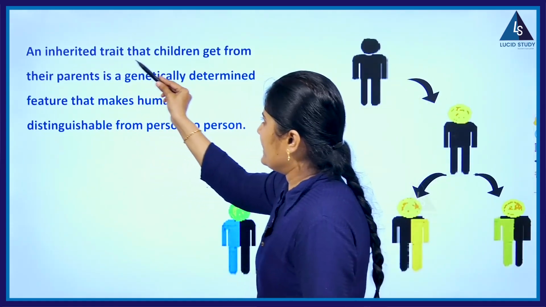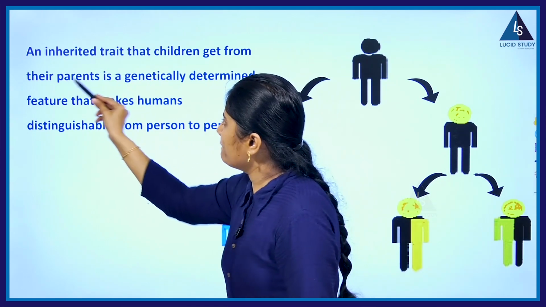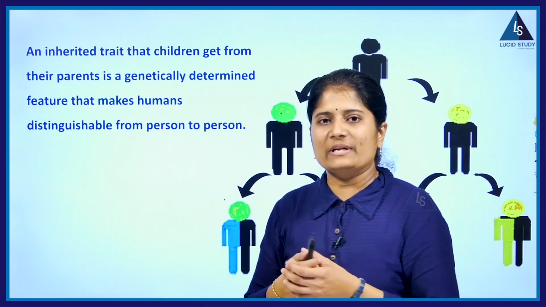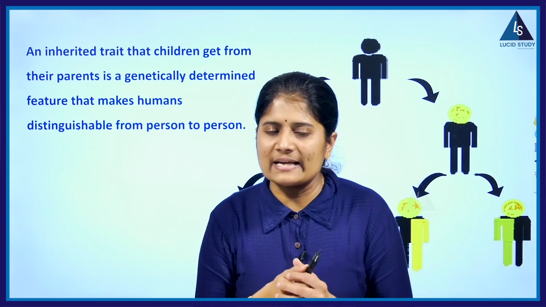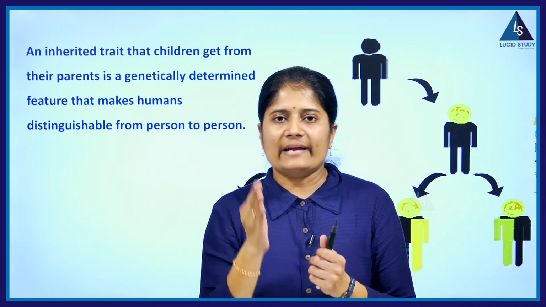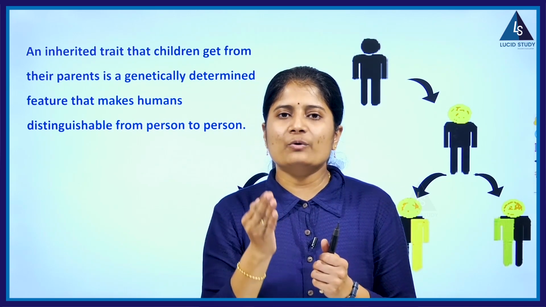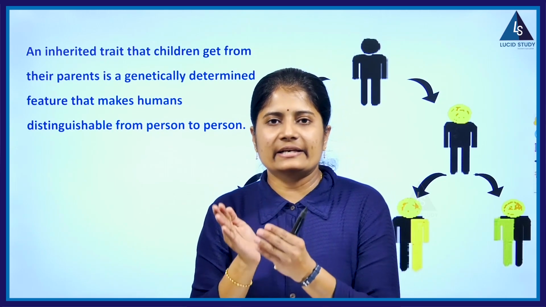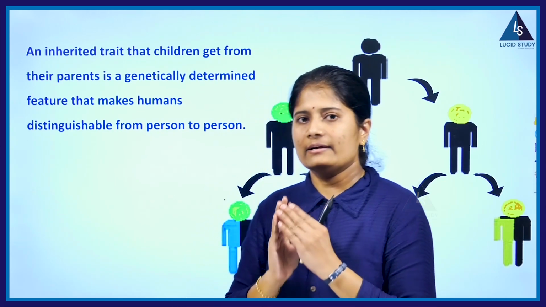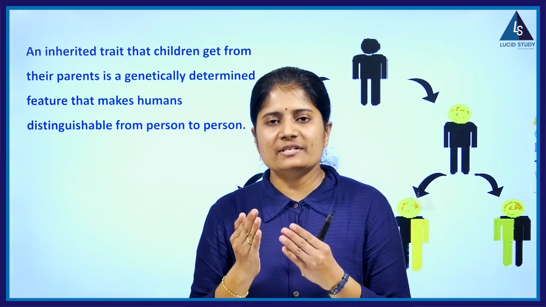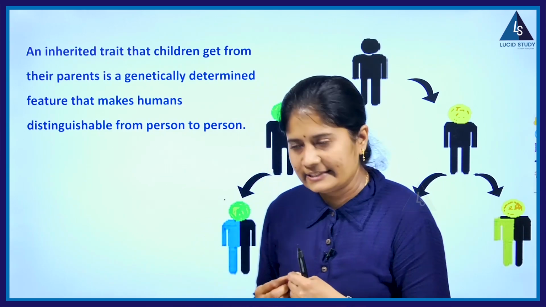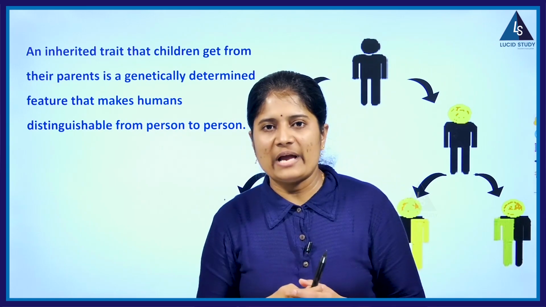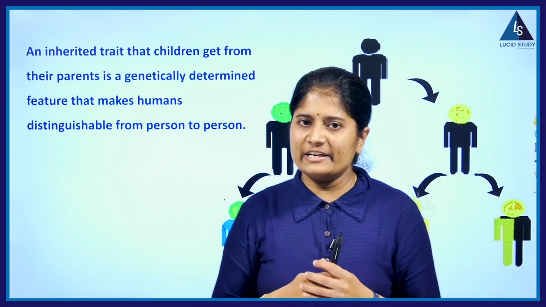An inherited trait that children get from their parents is a genetically determined feature that makes humans. So, how are human beings formed here? The genes which are transferred from the parents to the children determine their character here. Nothing but the gene which represents a character here, distinguishable from person to person, as just now we have seen how the people are quite different.